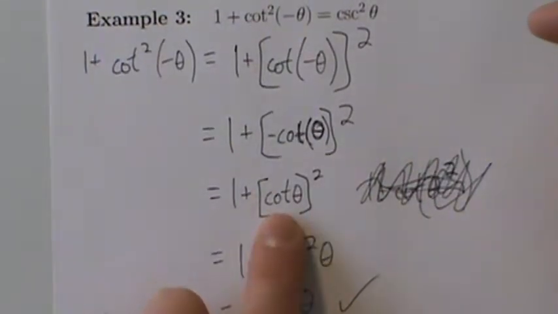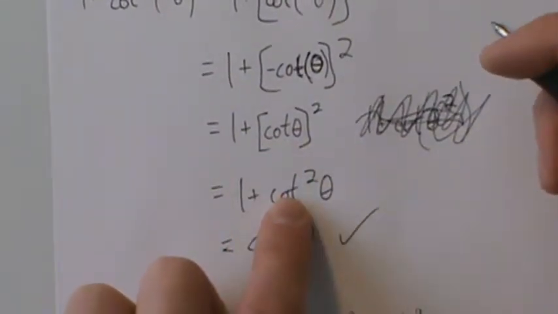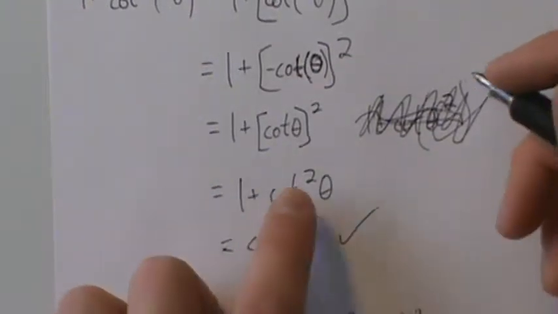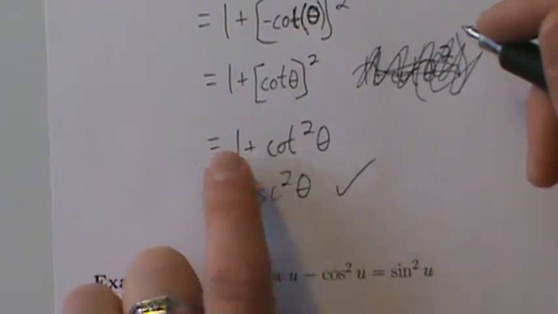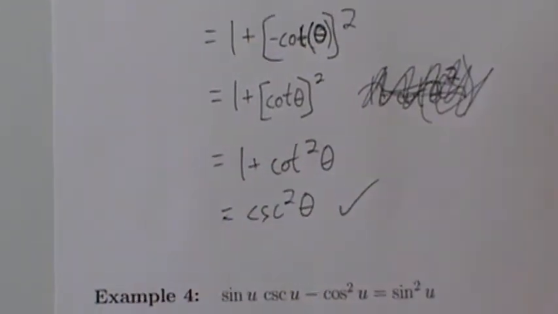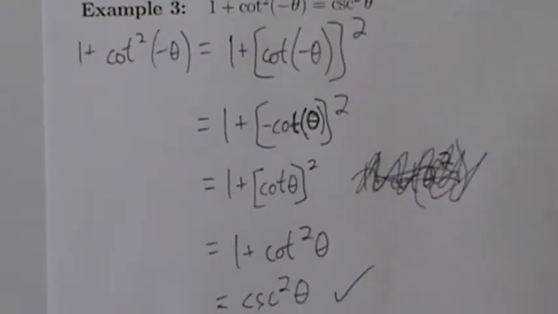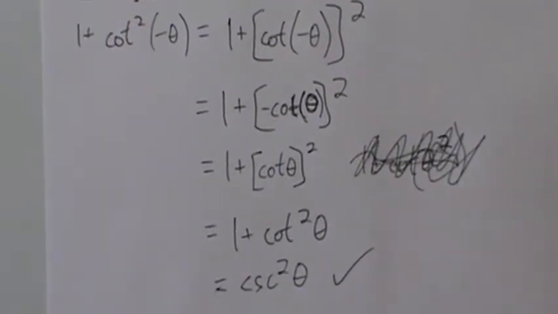Then rewrite using the shorthand notation, which we don't really have to do, but why not? Just show all the details here. And then Pythagorean identity, this is exactly equal to cosecant squared, and that's that. Okay, so that's example 3 with trig identities, example 4 coming up next.